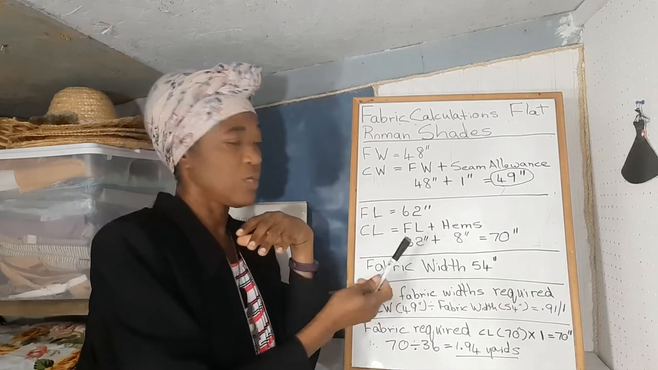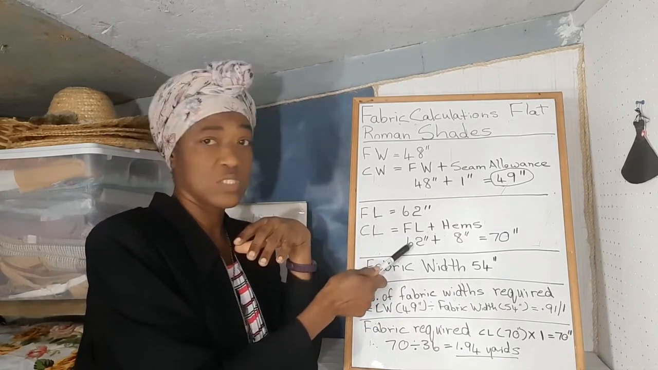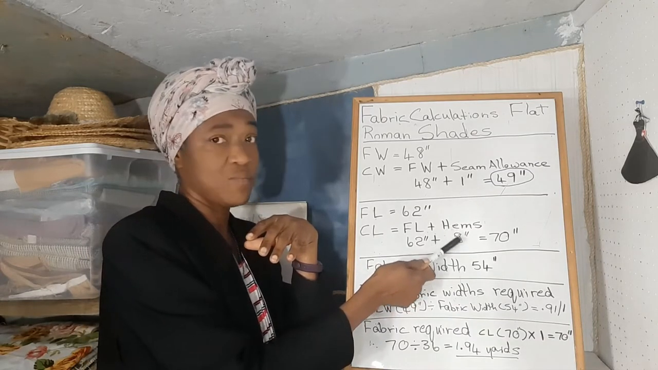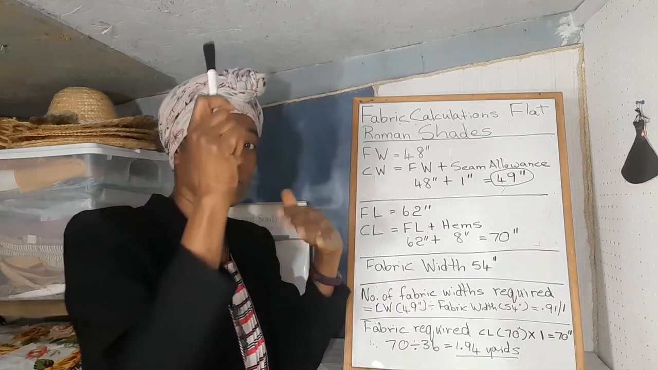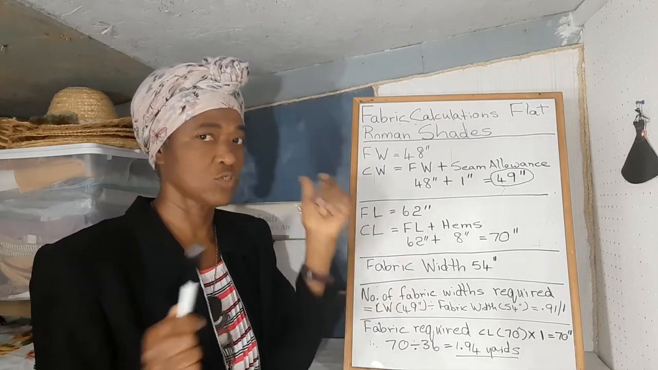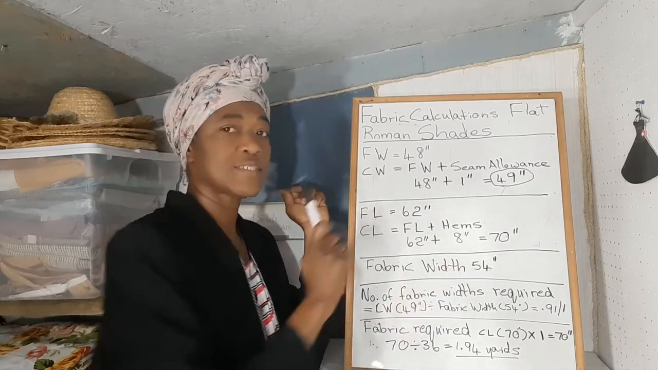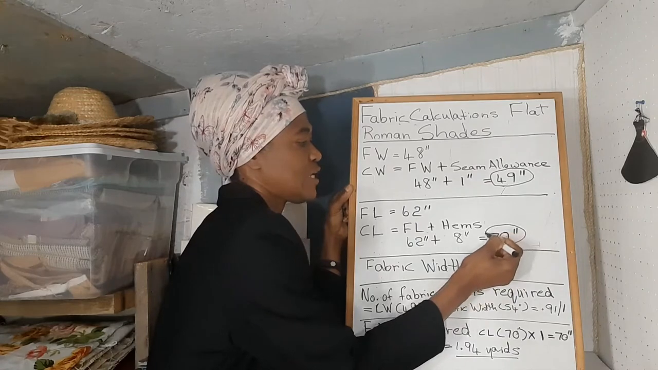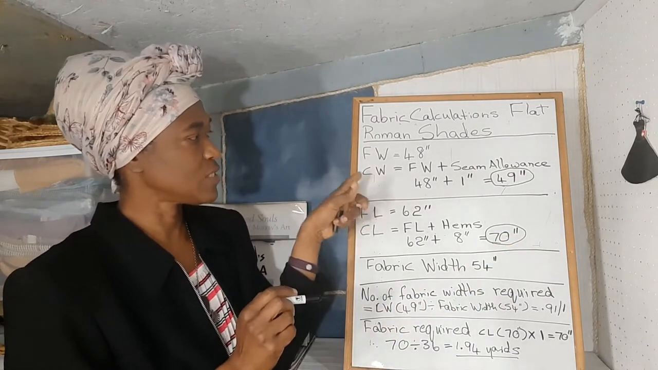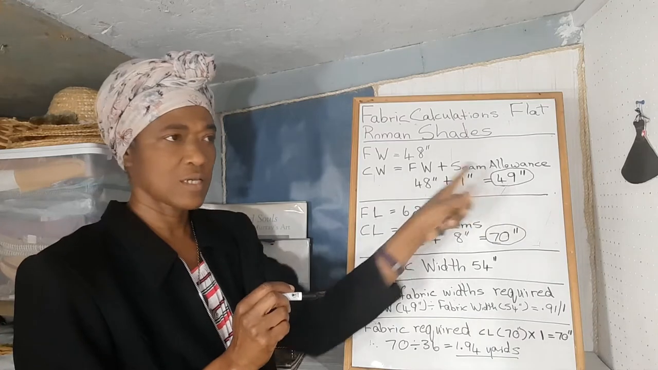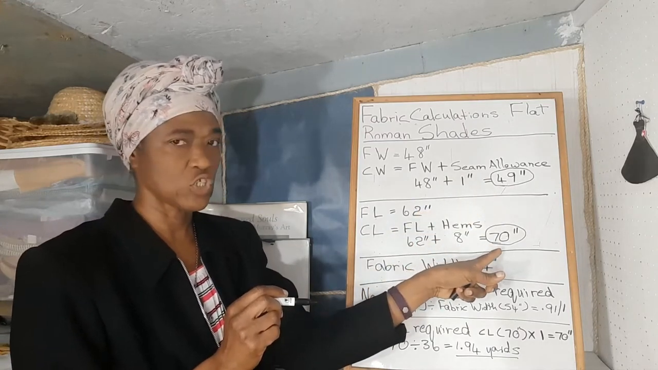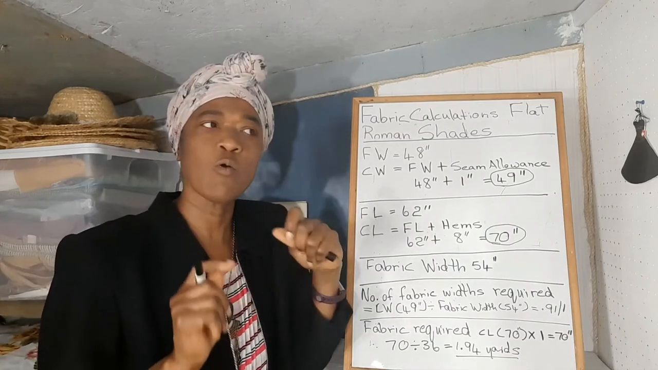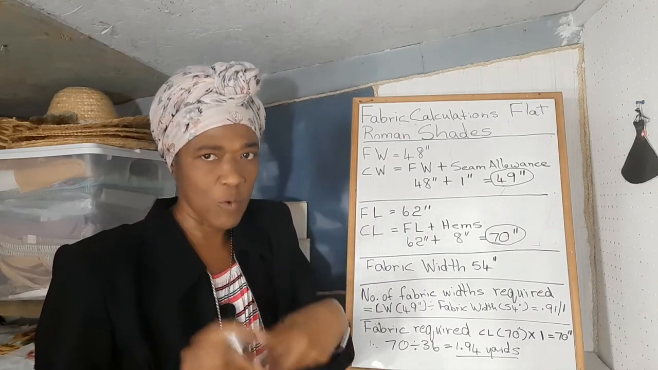But here, we will use the finished length, which is 62 inches, and we'll add the hems, which is 8 inches, as I said, 4 at the top, 4 at the bottom, depending on what you're doing. And that equals 70 inches. Now, that's our cut length, 70 inches. So we will be using our cut width, 49 inches, and our cut length, 70 inches, in order to do the calculations for our fabric requirement.